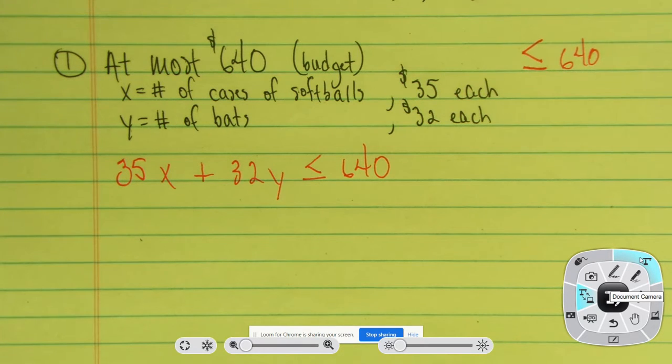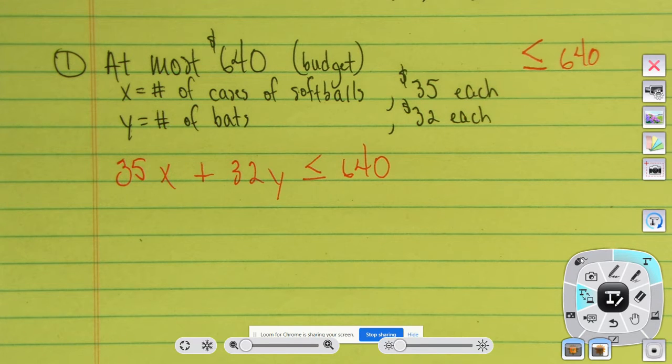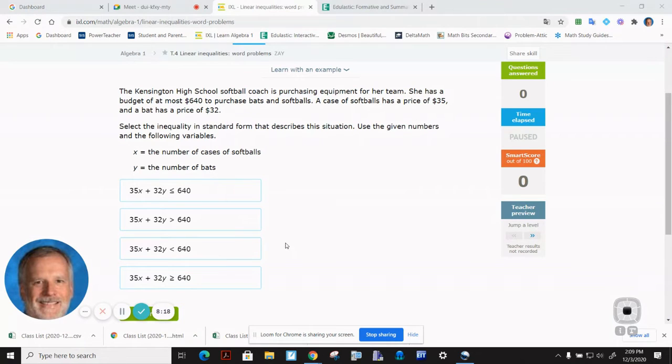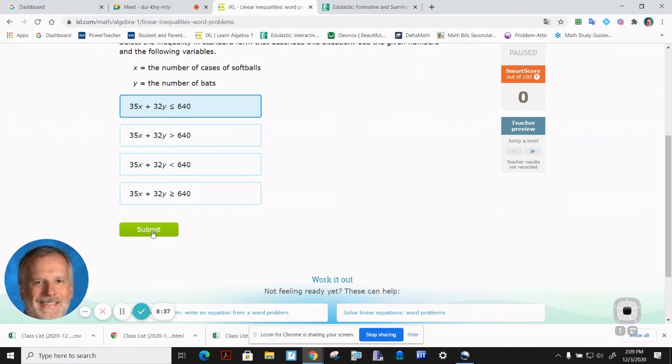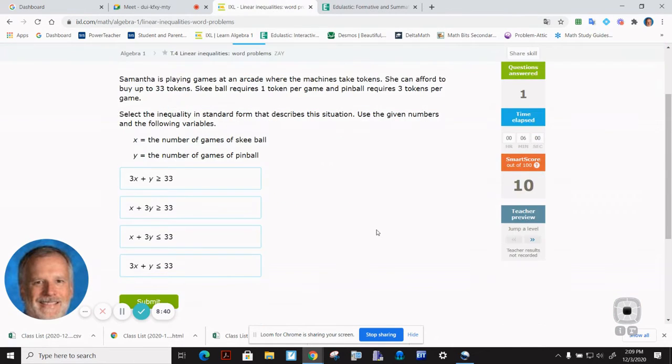So here's the deal. At this point, I was just asked to pick, in the problem, if you remember, which one is the correct inequality. I don't have to go any farther than that, but I do have to put some things on pencil and paper to figure it out. So what I'm looking for is 35x plus 32y is less than or equal to 640. And what I've noticed is that's my very first choice. It wouldn't be this choice because that's greater than. It wouldn't be this choice, that's less than. That's greater than or equal to. I've got to make sure that it's the one that says less than or equal to. So I'll submit that. Sure enough, that's right.